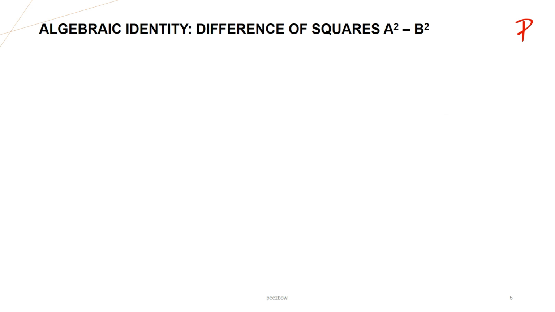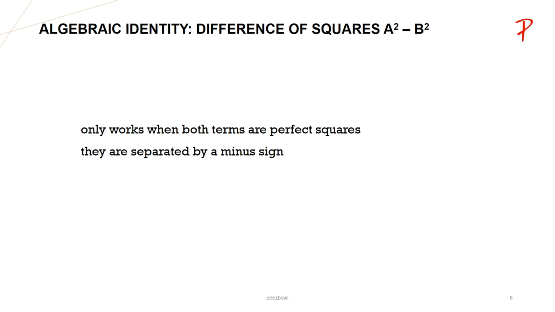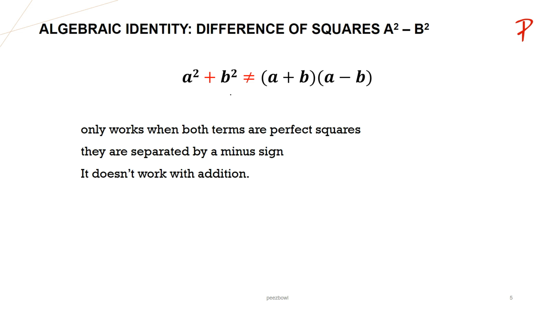Okay, now let us understand a very important note. This identity only works when both the terms are perfect squares and they are separated by a minus sign. It does not work with addition, right? So a square plus b square is not equal to a plus b multiplied by a minus b. You see, it works only when separated by a minus sign. Here we have plus sign, so a square plus b square is not equal to a plus b and a minus b, right? And you need to be very careful with this.